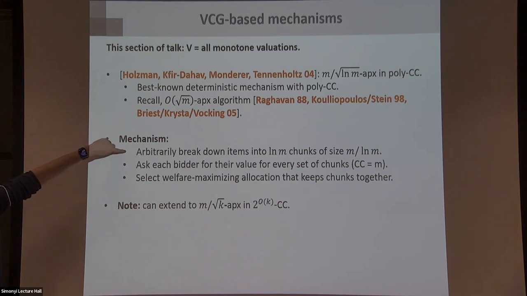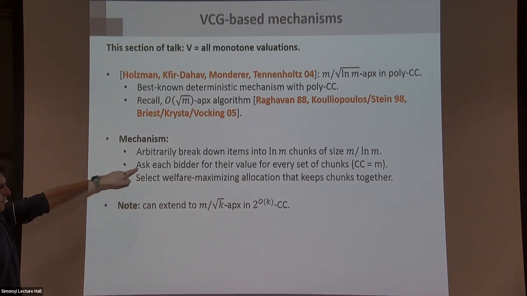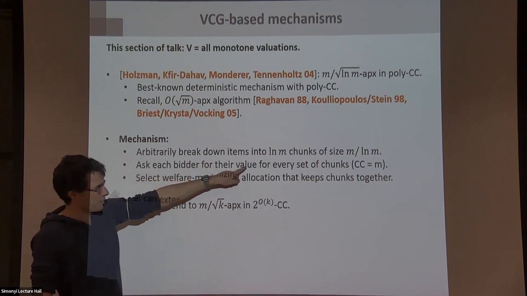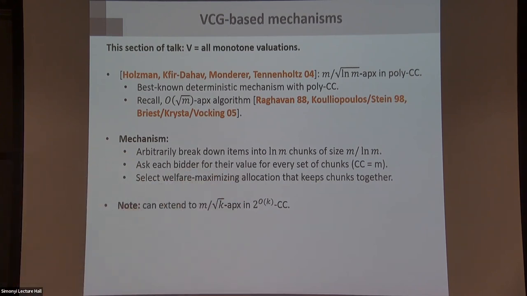So what you do is you arbitrarily break the items down into log M chunks of size M over log M. This is arbitrary, it doesn't have to be random, doesn't have to be any special way. Ask each bidder for their value for every set of chunks. Now, we basically said functionally there's log M items. And when there's only log M items, there's only 2 to the log M, or M, different sets. So that's fine. And now I just select the welfare maximizing allocation that keeps all the chunks together.